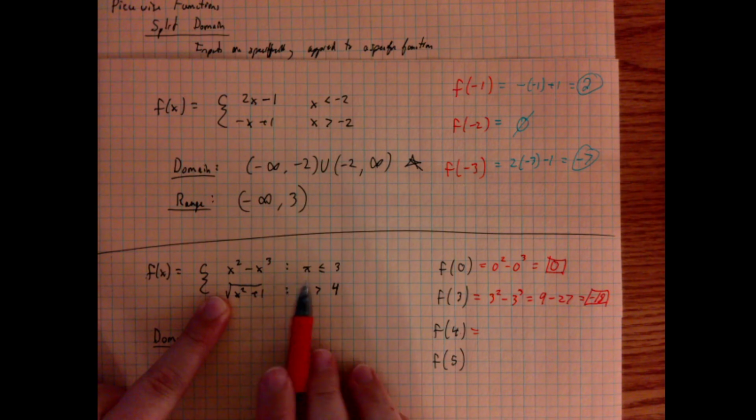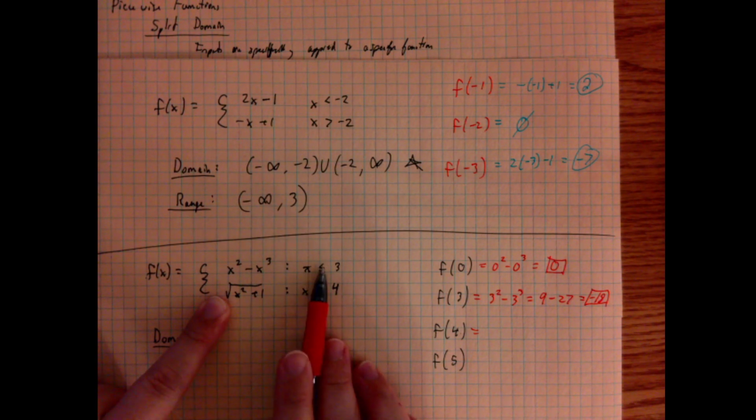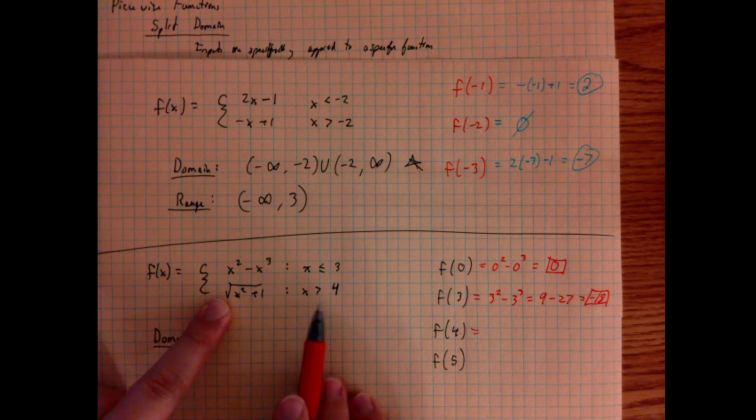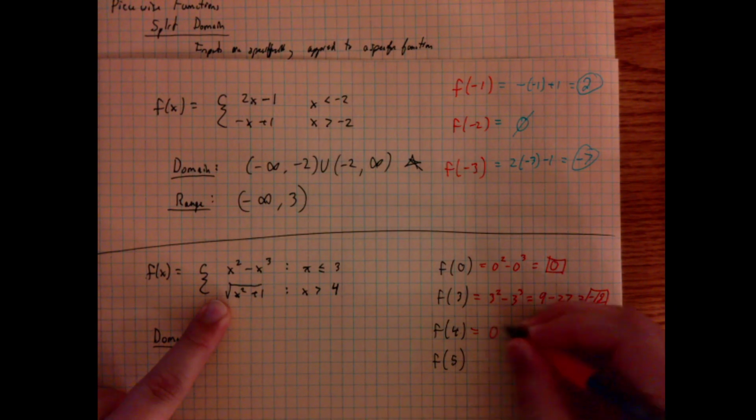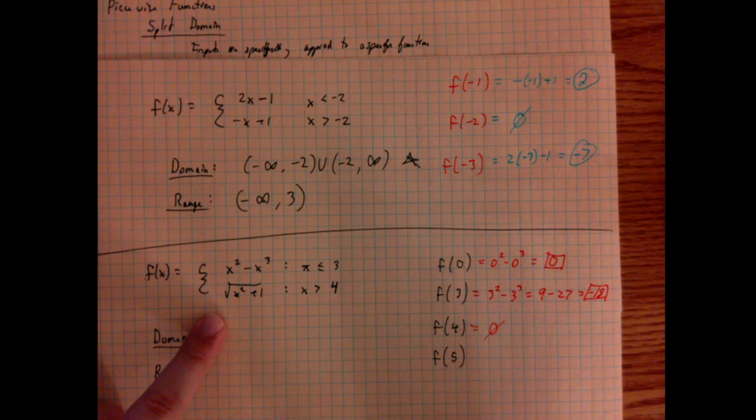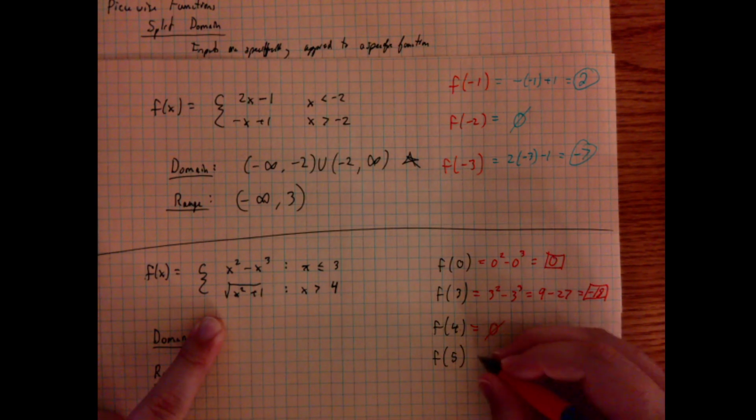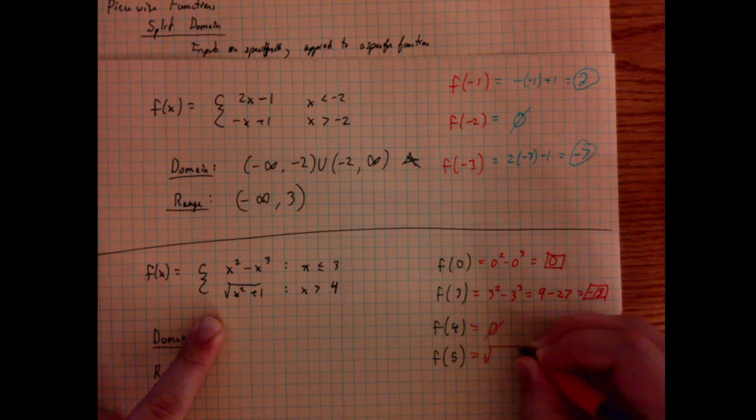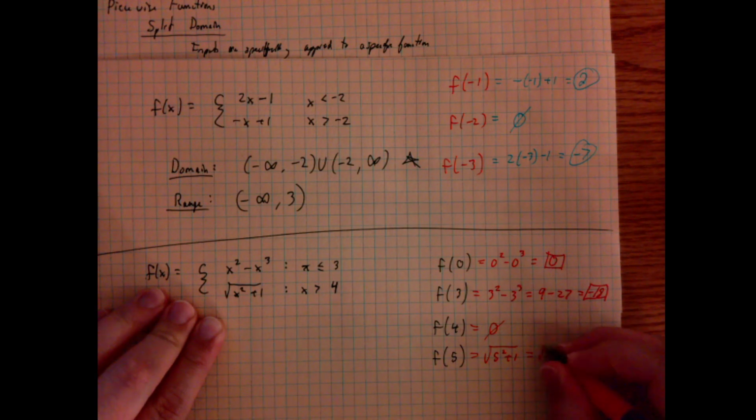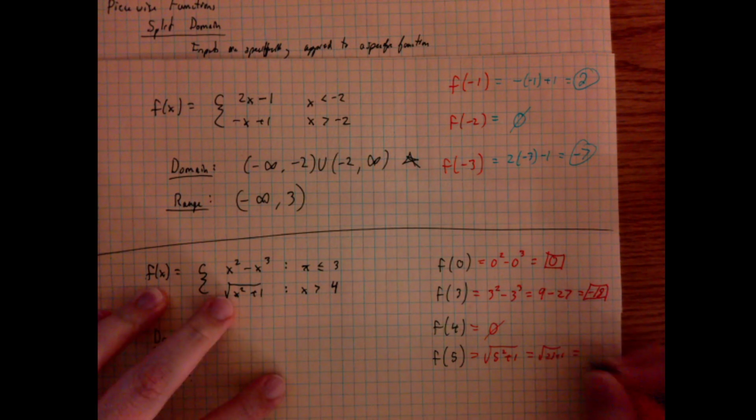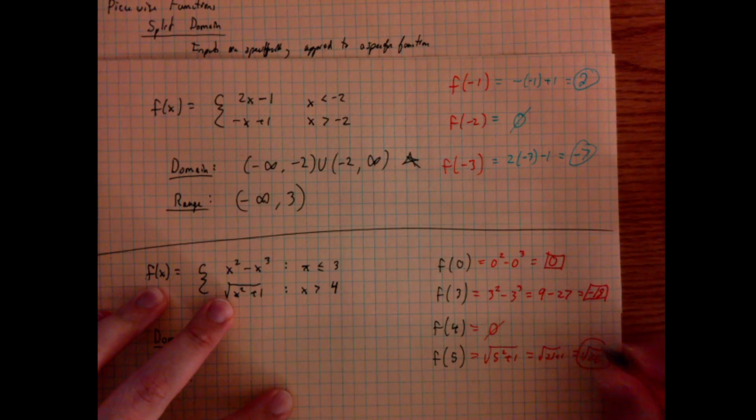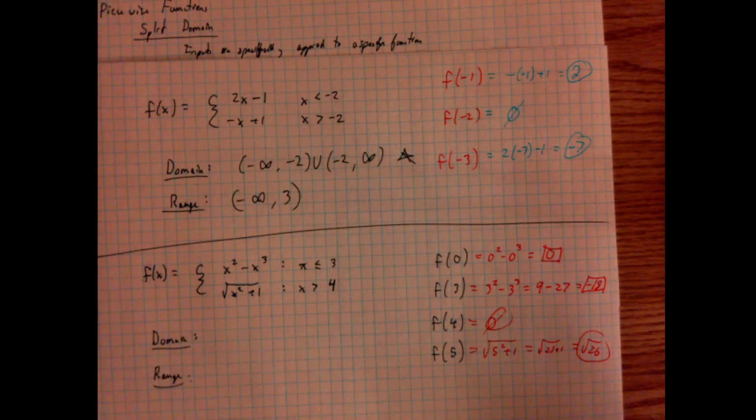Well, 4 is not less than or equal to 3, so I can't plug it in the top one. I also cannot plug it into the bottom one, which means that this one is no solution. And then 5 would fit in the bottom one, because 5 is in fact greater than 4. If I plug in 5, this would be the square root of 5 squared plus 1. 5 squared is 25, plus 1 would be 26. And so there are my 4 solutions.